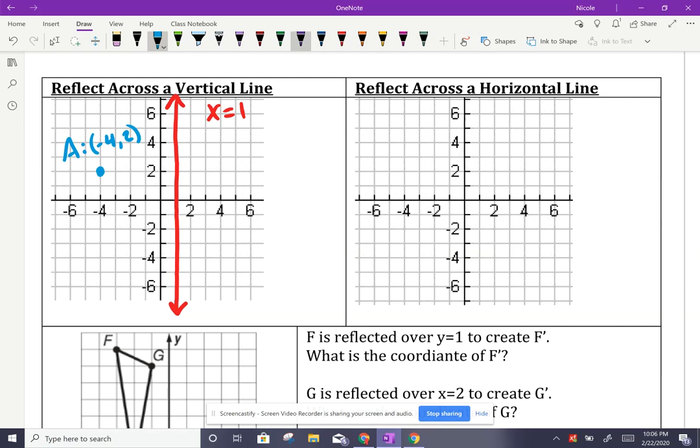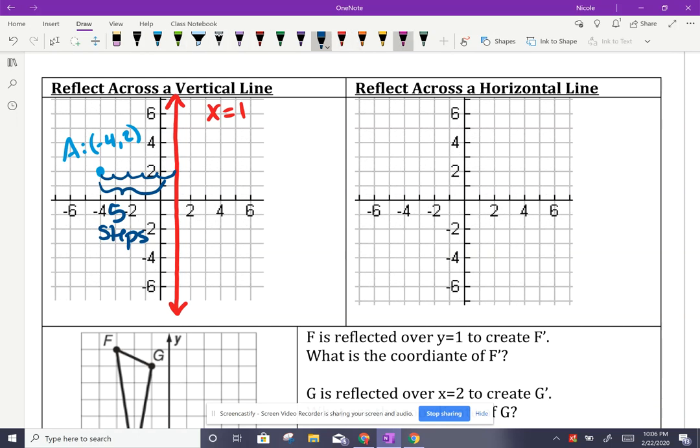Now, in order to reflect it across that vertical line, I actually am going to count how many steps it takes to get to that vertical line. So from A, I'm going to count over 1, 2, 3, 4, 5. So this is a total of 5 steps. And if I'm going to reflect perfectly across this line, I'm going to go the same number of steps on the other side.